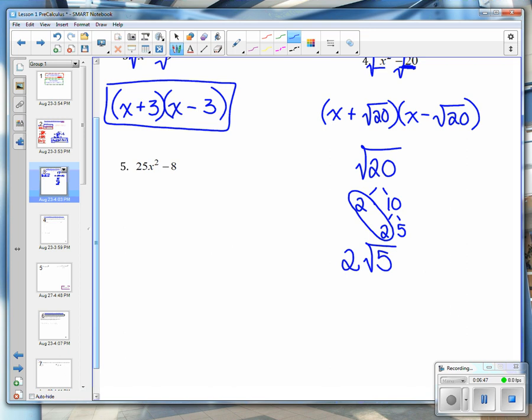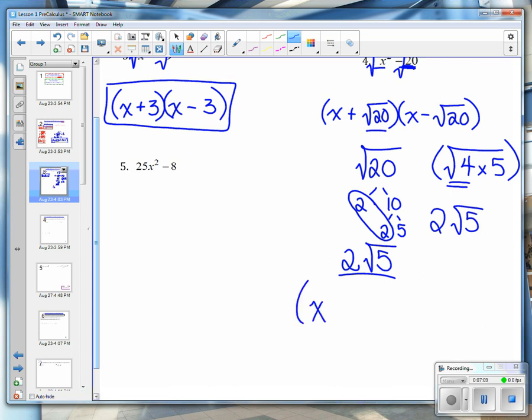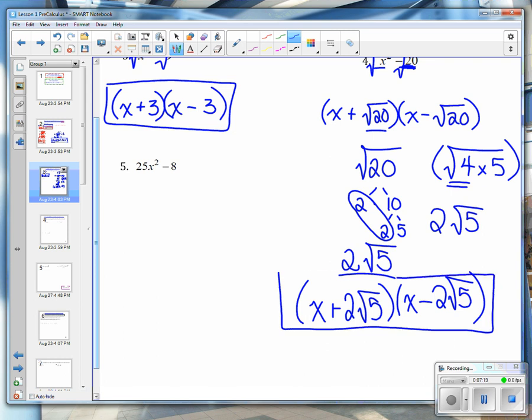You may also look at this as the square root of 4 times 5. Okay, this is kind of method number 2. And the square root of 4 is 2, and then we'd be left with the square root of 5. So whichever way you do it, it's still going to give you the exact same answer. So if we know that this is actually the simplified form of that, our final answer is now going to be x plus 2 root 5 times x minus 2 root 5. And that's going to be the final simplified answer.